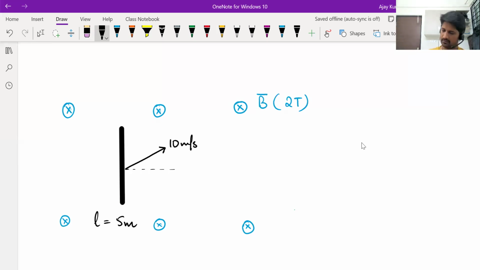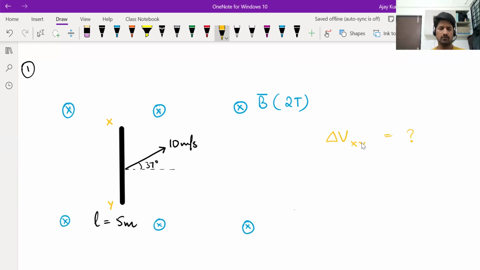And it is moving with a velocity of 10 meters per second. Okay, its orientation is along the y-axis, but it's moving this way. Somewhere in the xy plane it is moving, at an angle of 37 degrees. Okay. Let us name the ends of the rod as X and Y. Calculate the potential difference between X and Y.